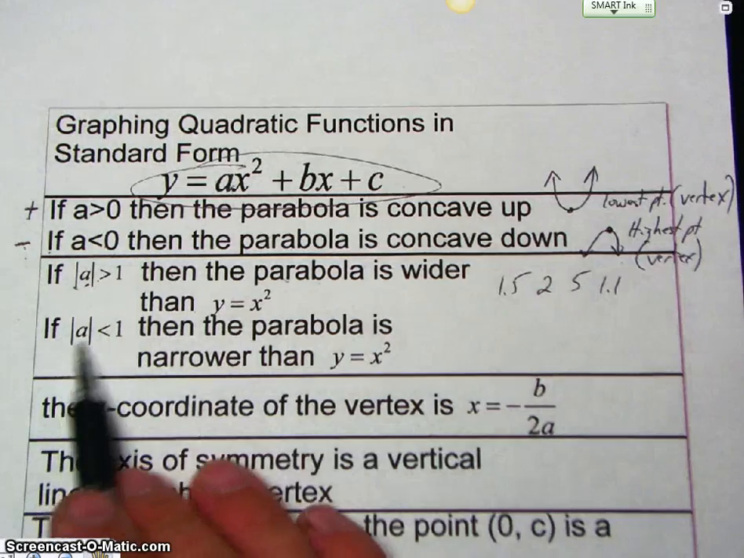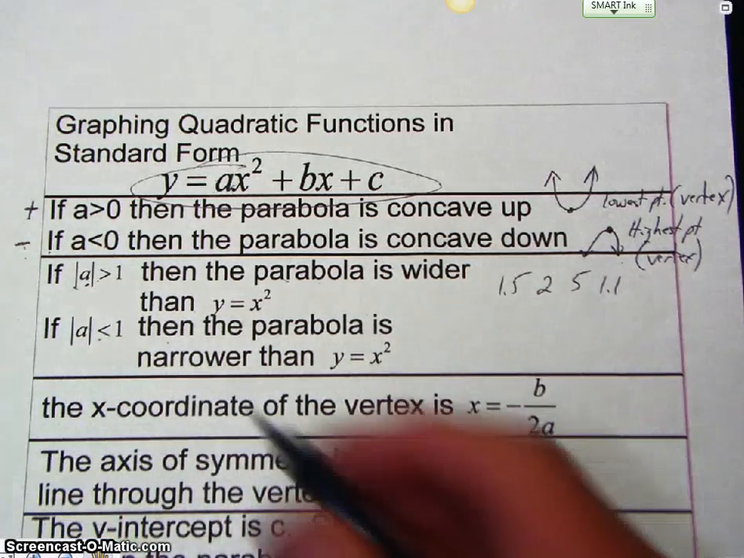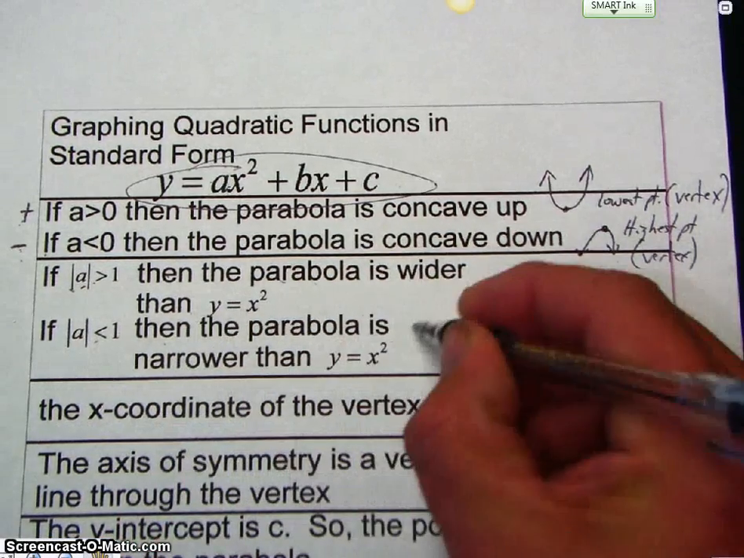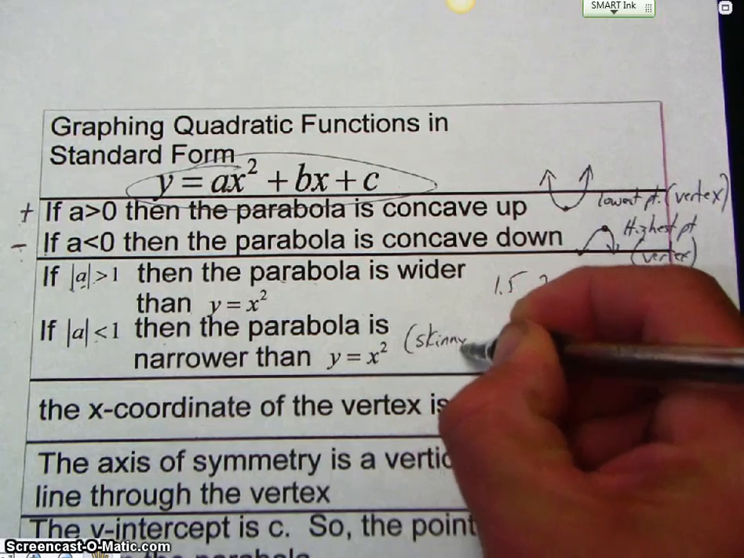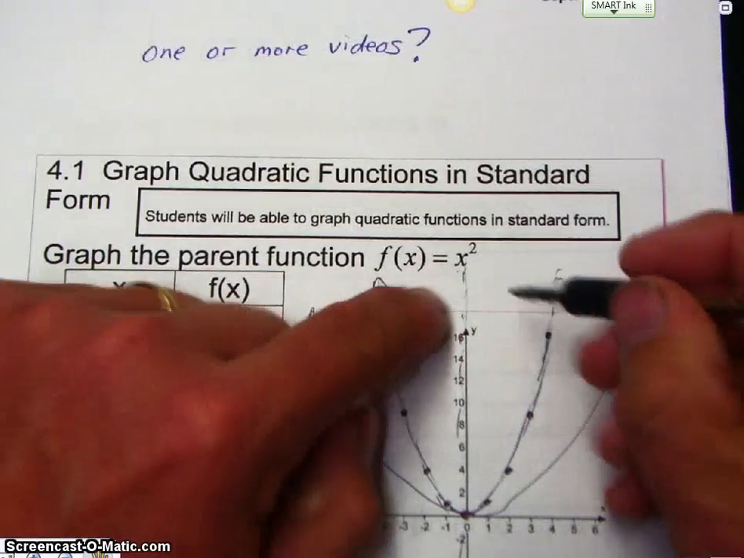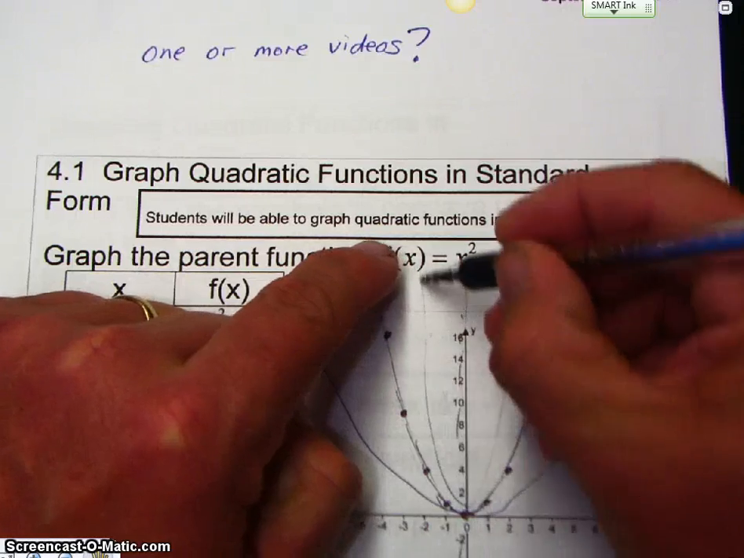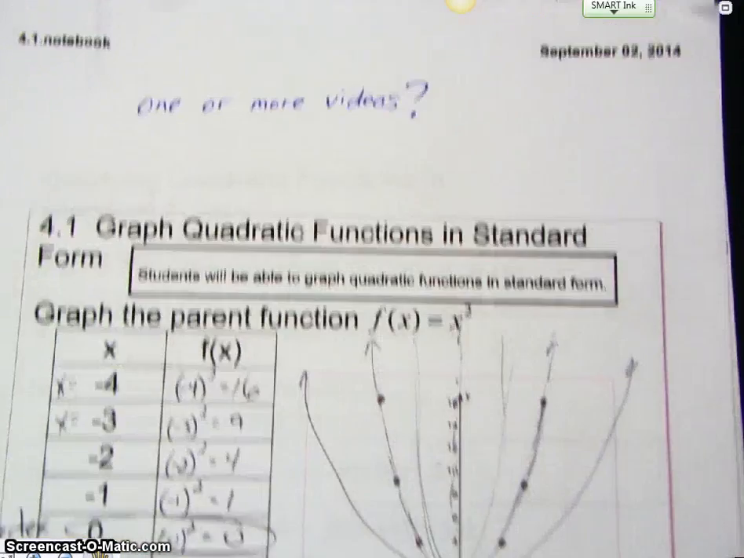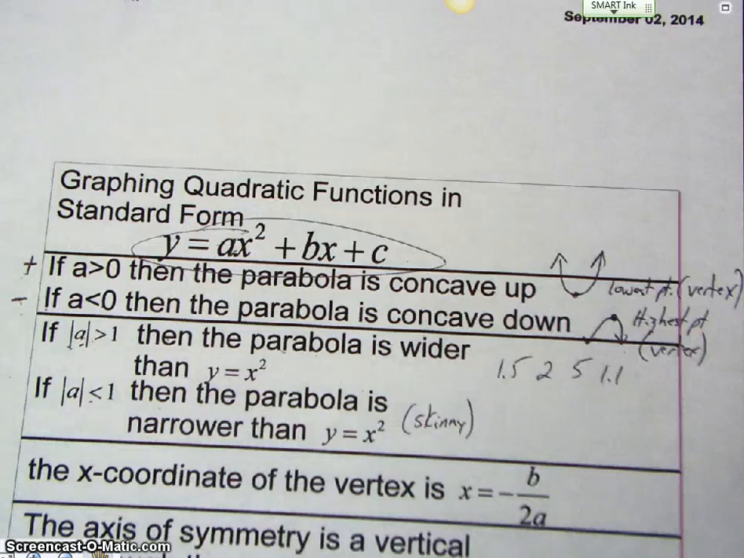All right, so if it's less than 1, the parabola is going to get narrow, or I call it skinny. Okay? In other words, it'll be more in between. So that's when it gets skinny. That's if a is less than 1.